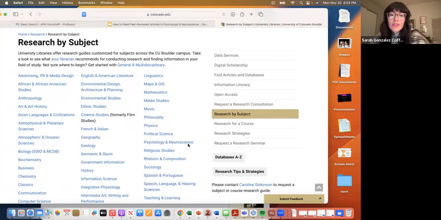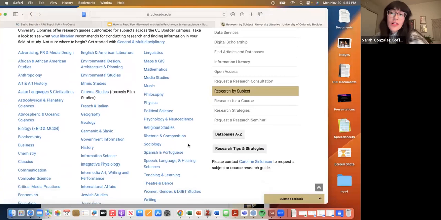We're going to scroll down and you can see here, you can use this for any other classes that you have. So say that you're taking a geology class or physics class or whatever other type of class you decide to take, say you're doing a minor or a second major, all of the research databases are located here.